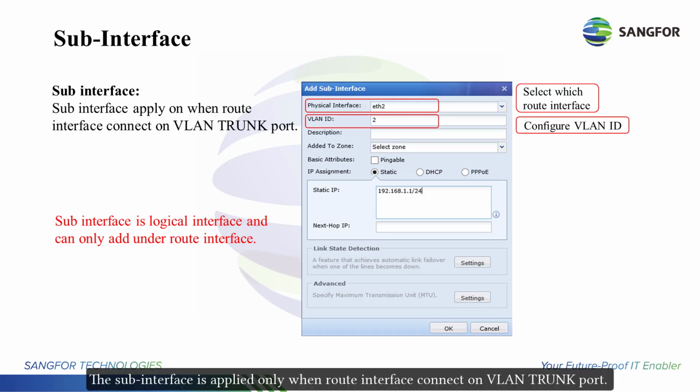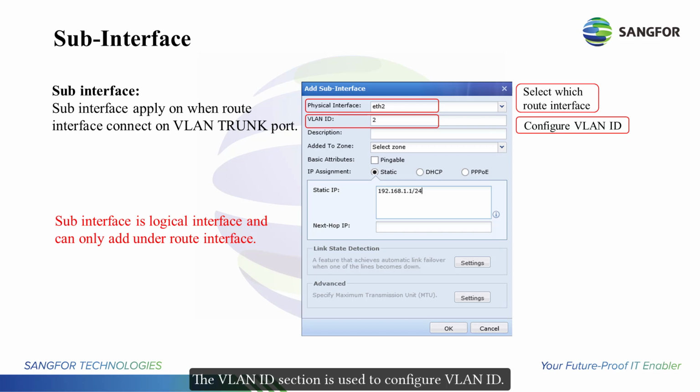The sub-interface is applied only when root interface connect on VLAN trunk port. The physical interface section is to select the root interface. The VLAN ID section is used to configure VLAN ID. Sub-interface is logical interface and can only add under root interface.